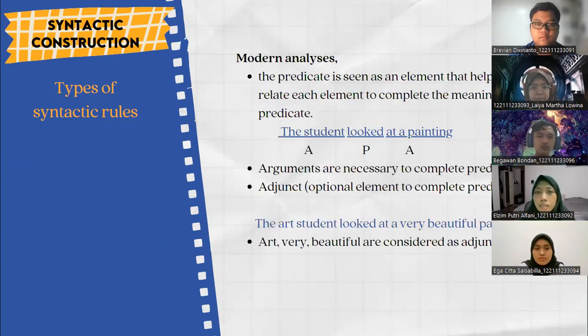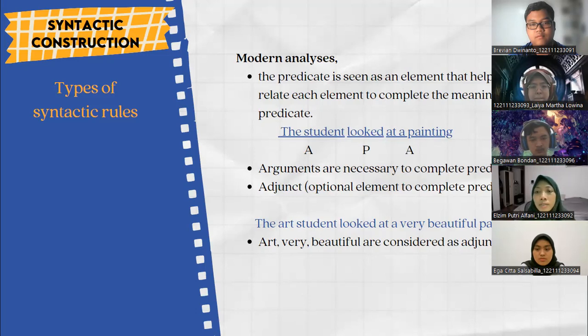Modern analysis. In modern analysis, the predicate is an element that helps to relate each element to complete the meaning of the predicate. Let's take a look at the example. The student looked at a painting. Looked here is the predicate, and the expressions the student and at a painting are called arguments.